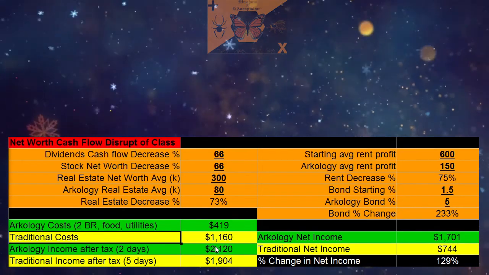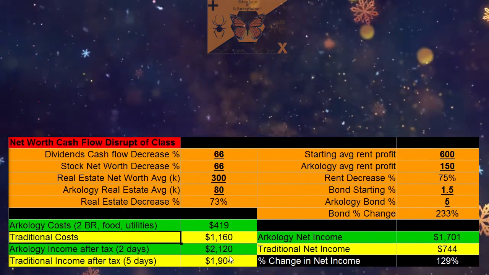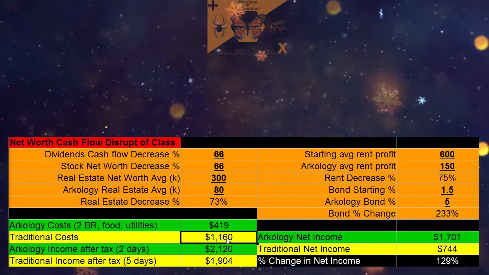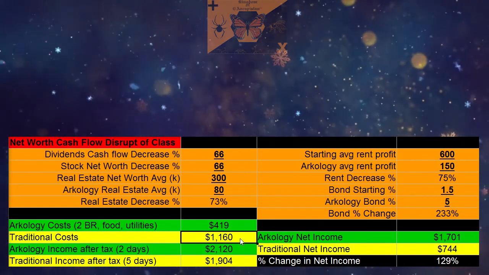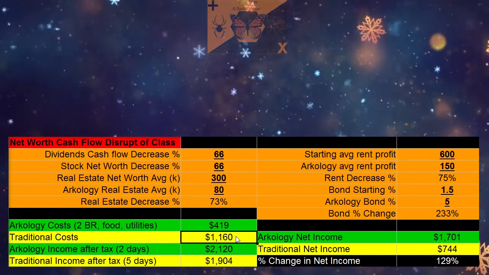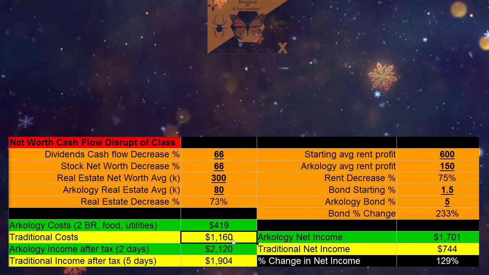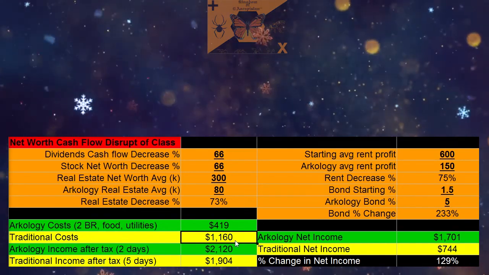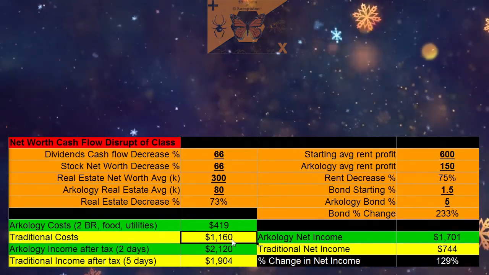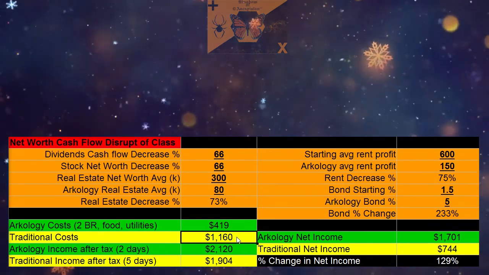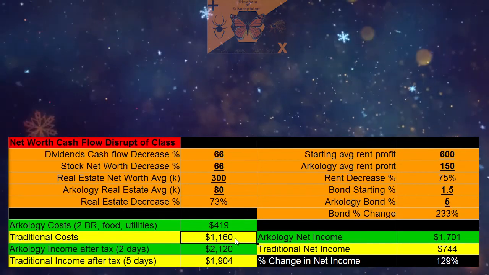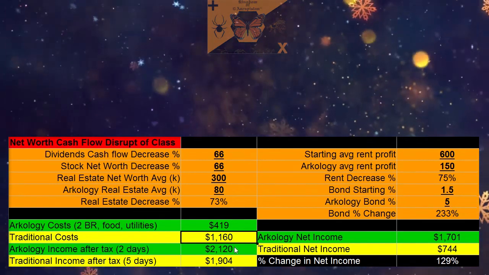Then this is your traditional costs, traditional cost of living. This is actually like an $800 apartment. So this is in a cheaper city, a cheaper area. And taxes are not included in this number. So you assume like $300 of that $800 is property tax. So your rent is actually $500. And then you have your car, your student loans, your food, stuff like that.